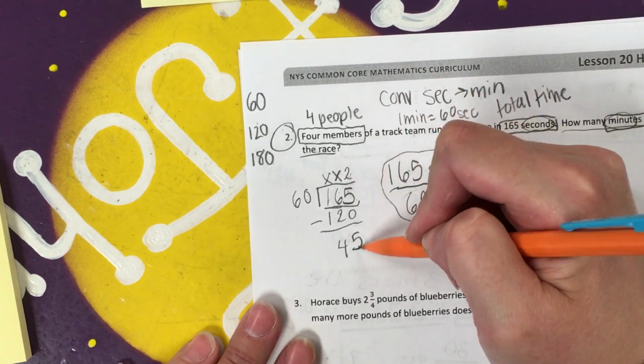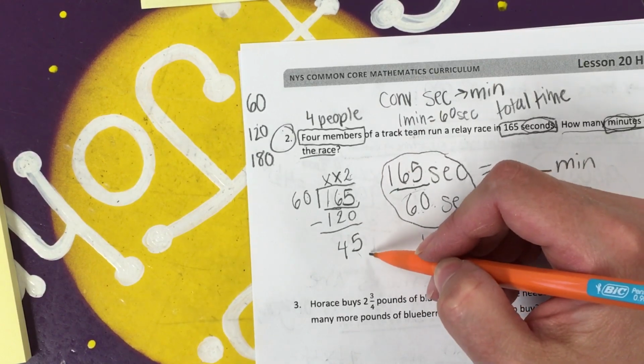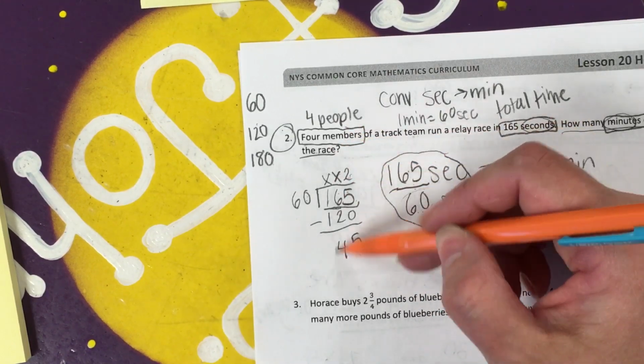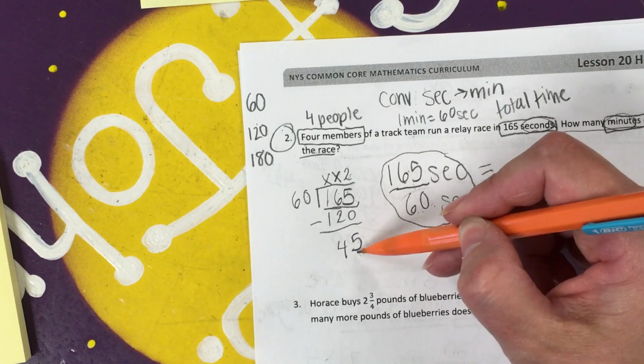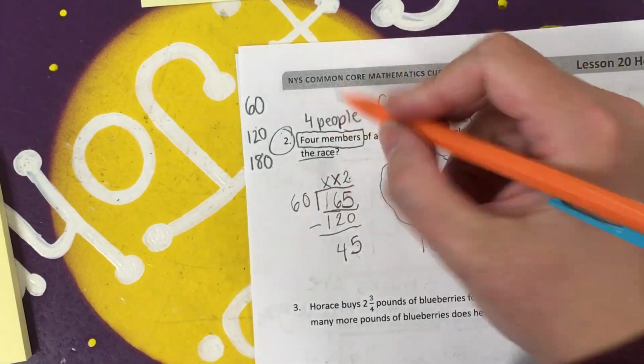So my answer becomes 2 and 45/60ths. I know that's my final answer. There's nothing left to bring down. When I subtract and I get my answer, it's smaller than my divisor, so I'm all set. 2 and 45/60ths.